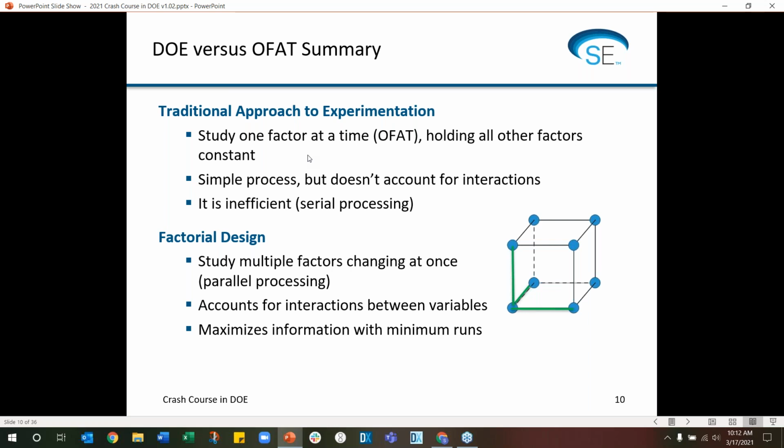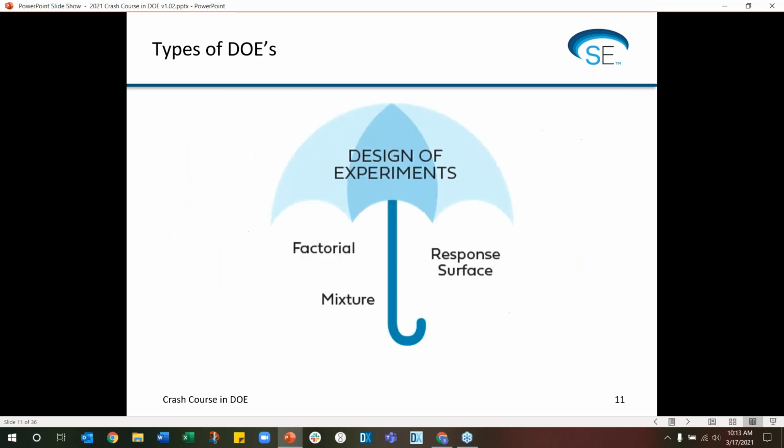You know, this is the 2020s, and we have great software programs that take care of the statistics, take care of that math, and can analyze the data for us. They can figure out the interactions between the variables. And this will actually maximize the information that you get in the fewest number of runs.